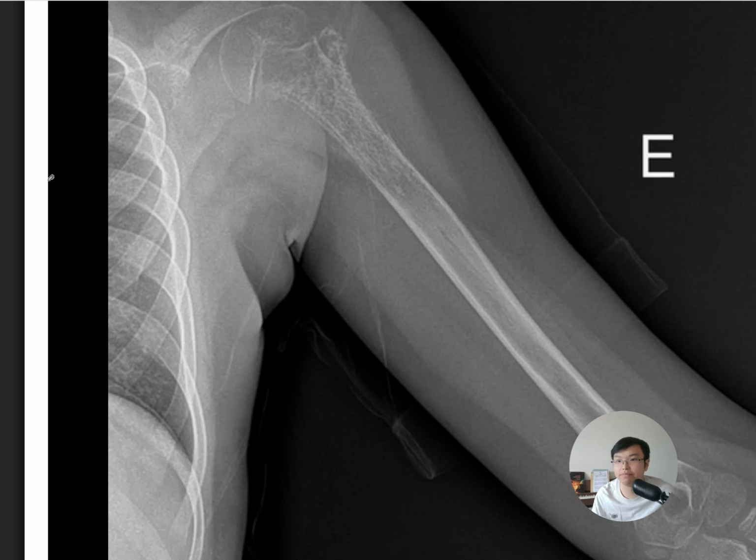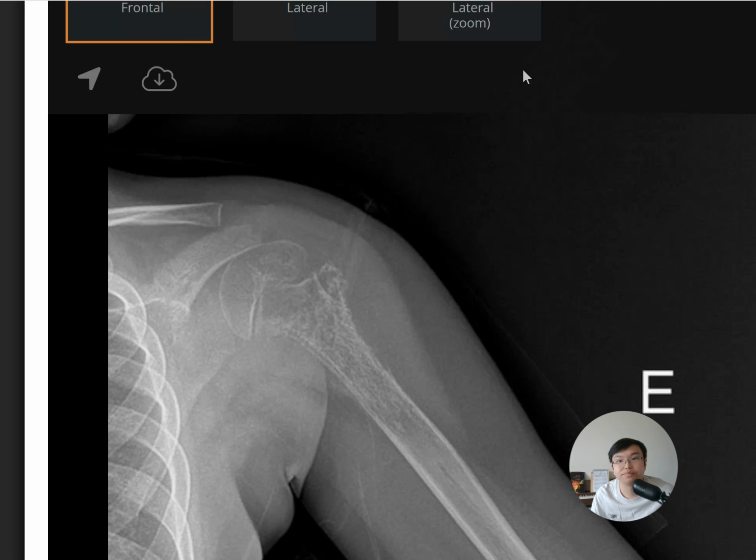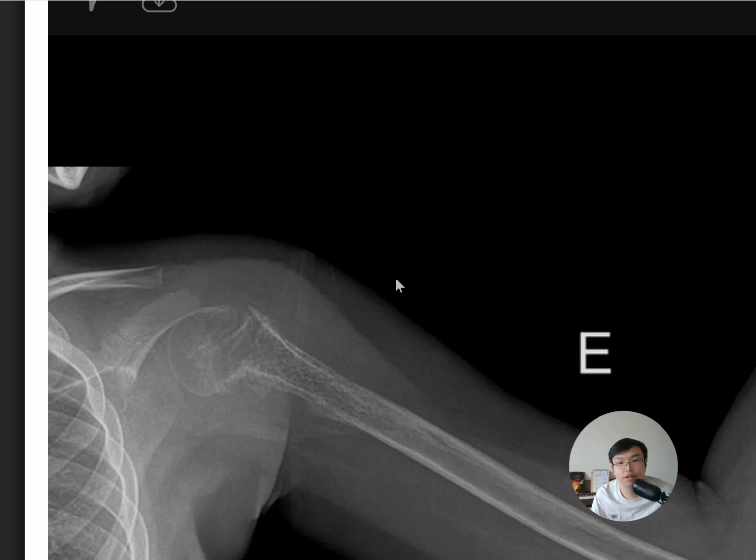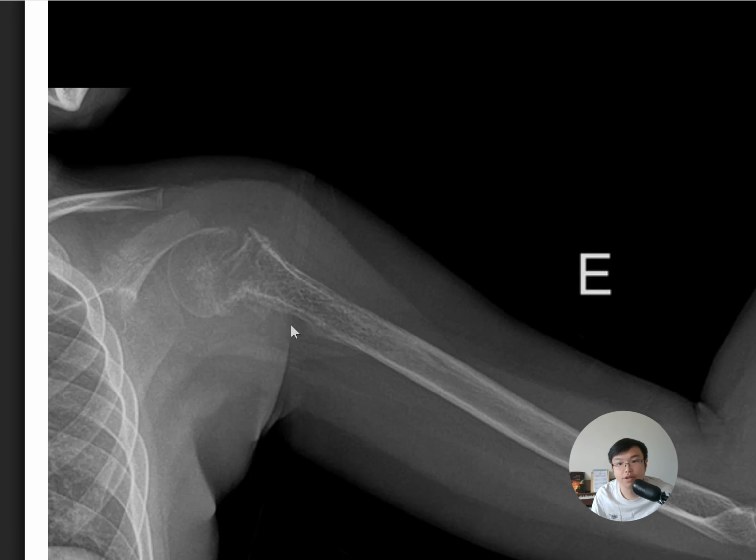So how about the lung? The lung is not very well included. However, you still need to try your best to look for any lung metastasis, which is common, okay, for sarcoma, okay. And then we see another view, and then try to appreciate the periosteal reaction.